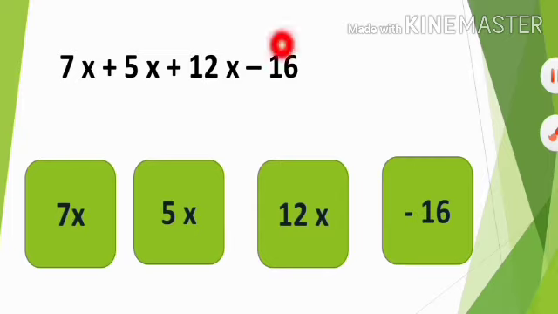However, the terms 12x and minus 16 have different variable factors. The term 12x has the variable x and the term minus 16 is a constant. Such terms are called unlike terms.